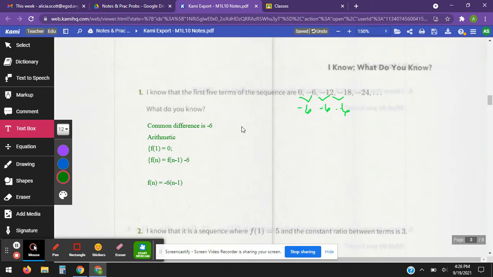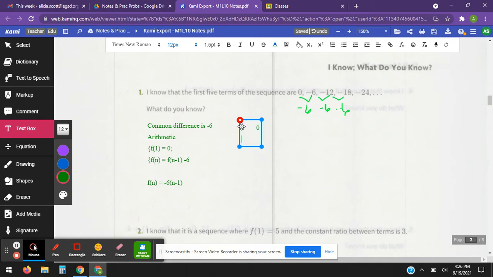Now a table, let's just do a table so you can see how this works. We have our first term is 0. Second term is -6. Third term, -12. Fourth term, -18. And fifth term, -24. If we want to find missing terms, we can go another -6, and that'd be -30. And the seventh term would be -36. We could keep going on that if we want to.